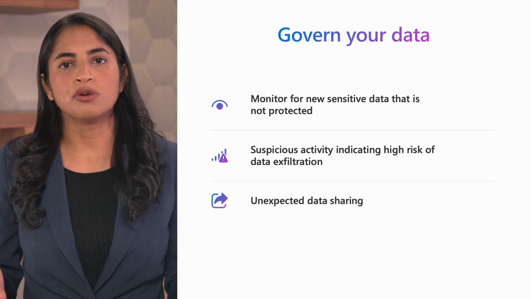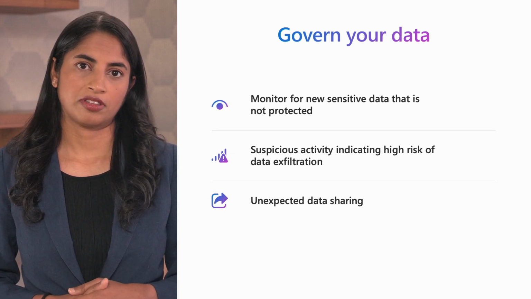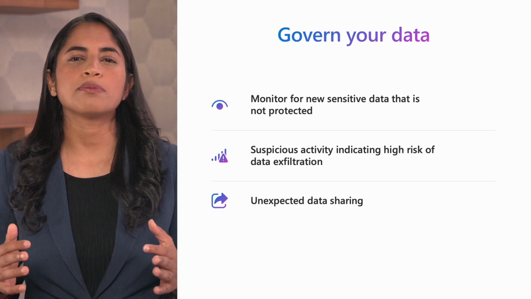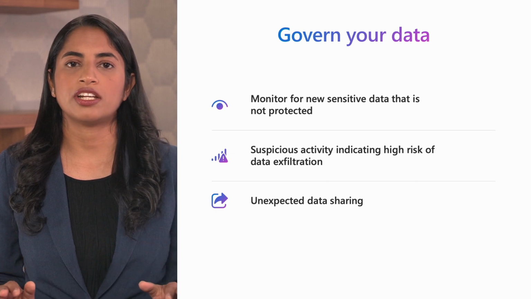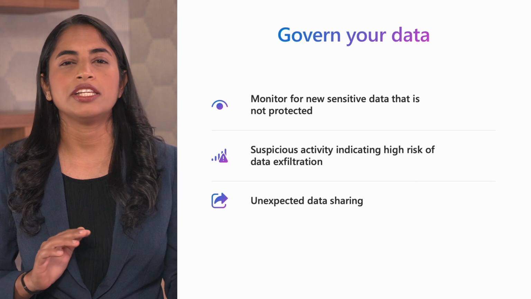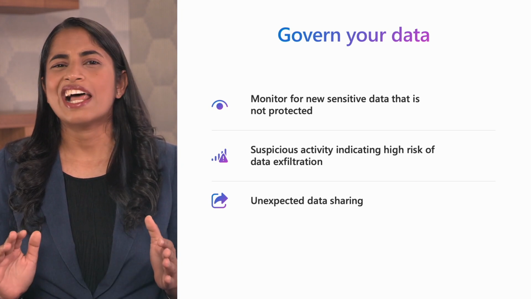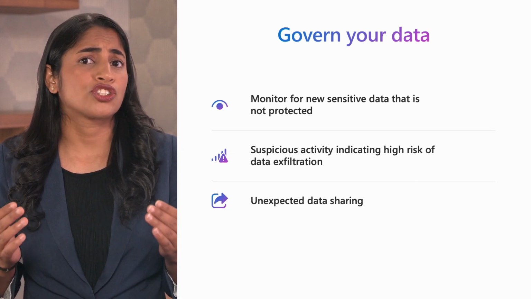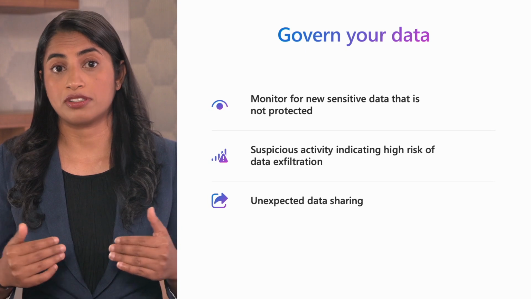Using the principle of assume breach, you want to constantly monitor and refine your controls. Monitor for any gaps in your security coverage. Ensure any new sensitive data is still in scope of your controls. Investigate any cases where you suspect data exfiltration. Lastly, there might be unexpected sharing. You want to catch those early and address your policies.